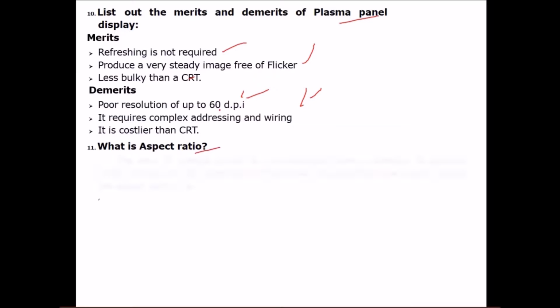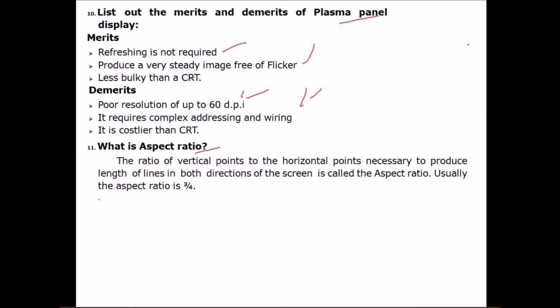What is aspect ratio? The ratio of vertical points to the horizontal points necessary to produce equal length lines in both directions of the screen is called the aspect ratio. Usually this aspect ratio is 3/4.